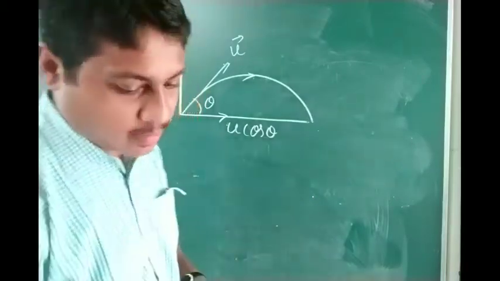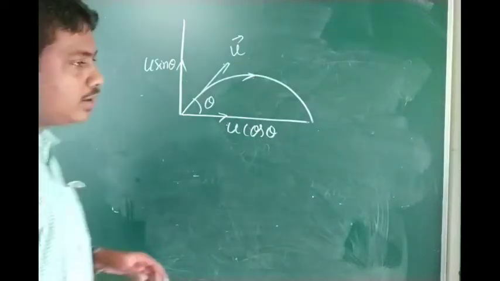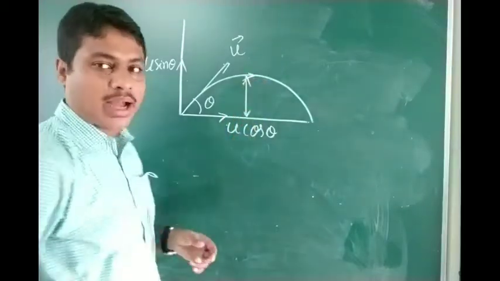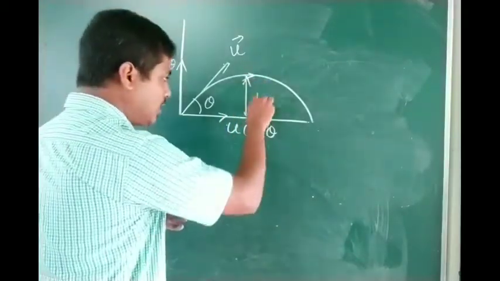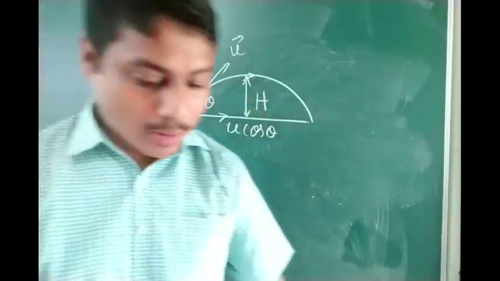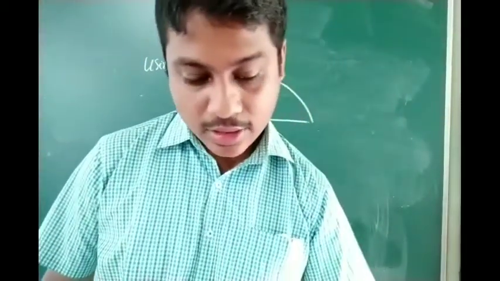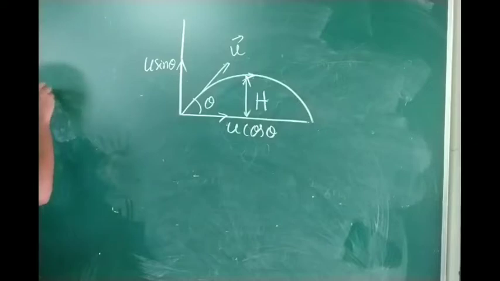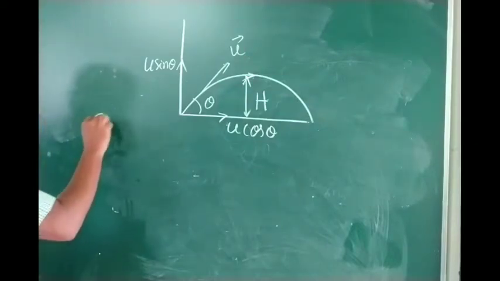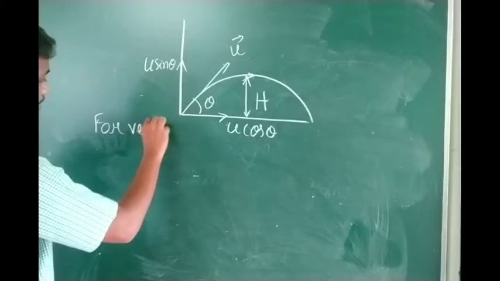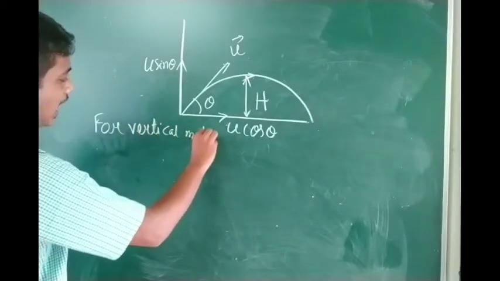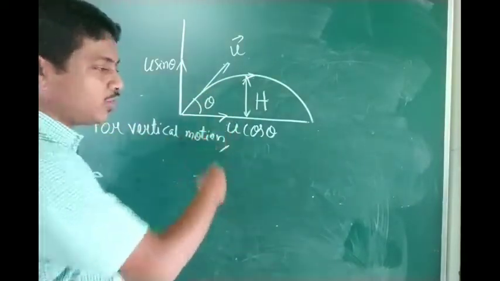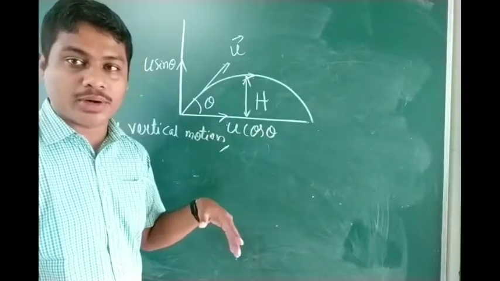Let us first calculate the maximum height attained by the projectile. As I told you in the last class, this is the maximum height, represented by the capital letter H. How will you find it? For that you have to consider the equations for vertical motion. Height is found from the vertical motion. Don't take the horizontal motion; in horizontal motion we can only find the range, we cannot find the height.